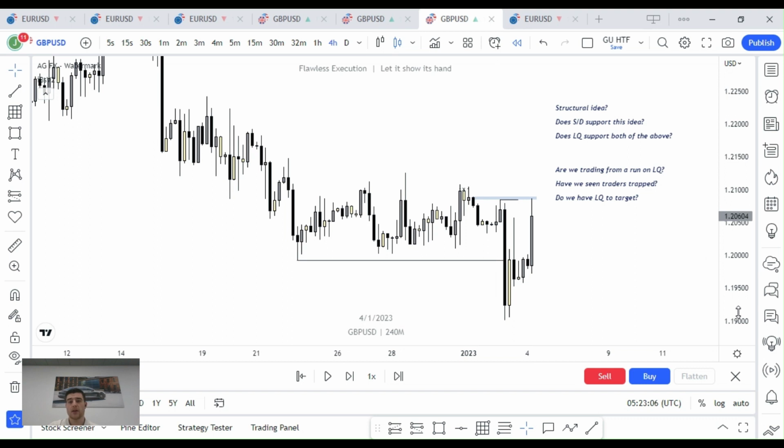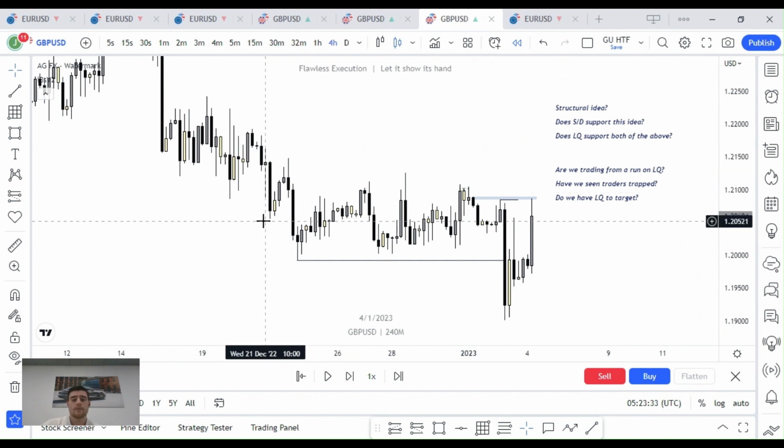Now, before we get into the actual breakdown, I just wanted to run over how I frame my trades, how I come up with my trade ideas, and to make sure that I am on the right side of the market more often than not. Now, I've got some text here. Number one is structural idea. So you always want to ask yourself, what is the structural idea of my trade? Does it make sense with the overall market direction? And am I trading with the trend?